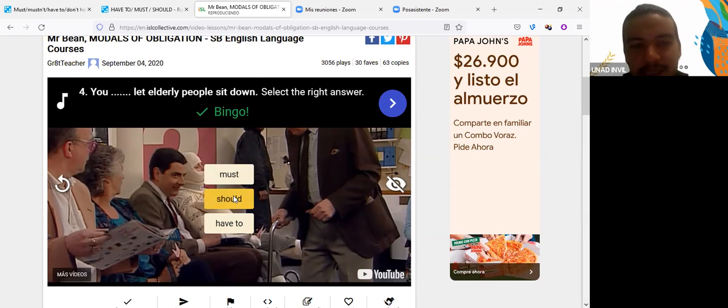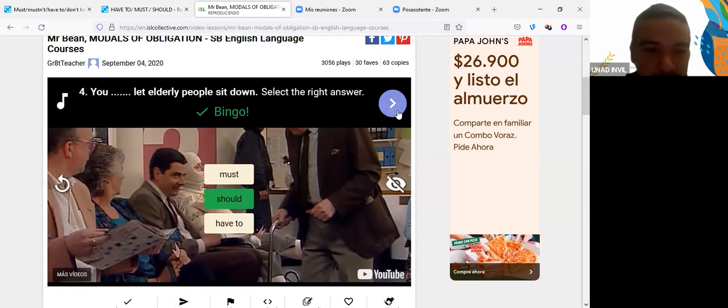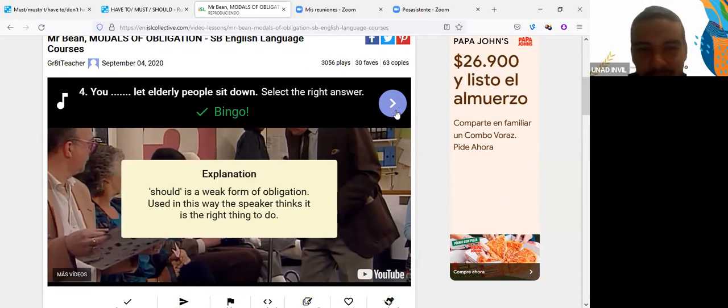In this case, should is correct, okay? Very good, guys. So far we have 3 out of 4 questions. I think so, not sure. Explanation. Should is a weak form of obligation. Used in this way, the speaker thinks it's the right thing to do.